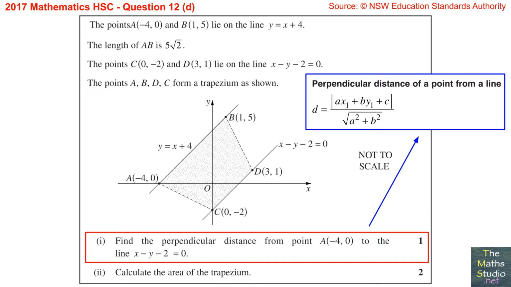Part 1. Find the perpendicular distance from point A(-4, 0) to the line x - y - 2 = 0.